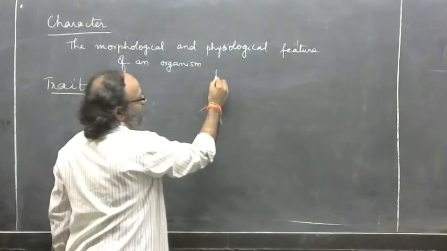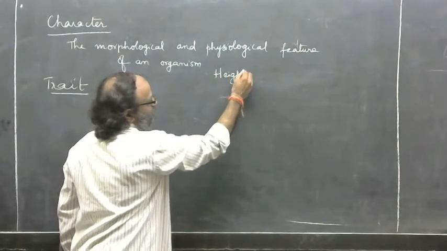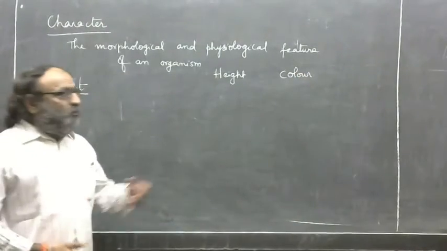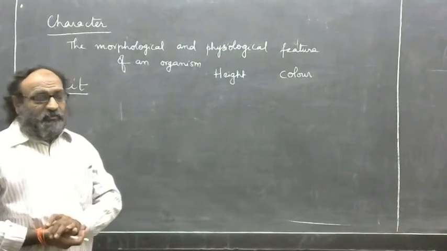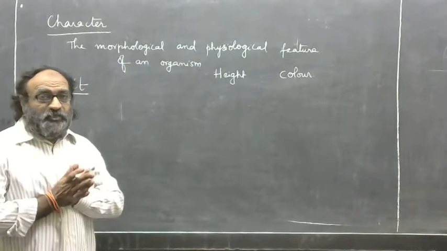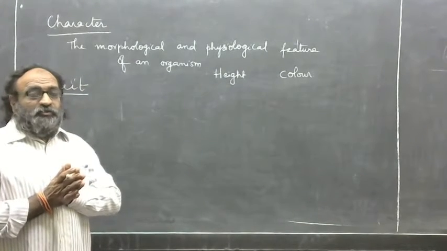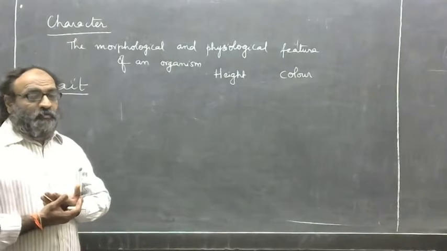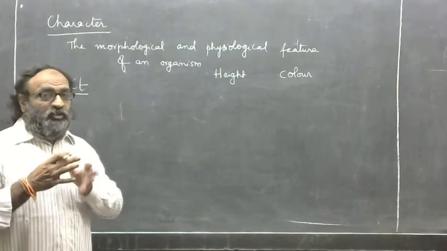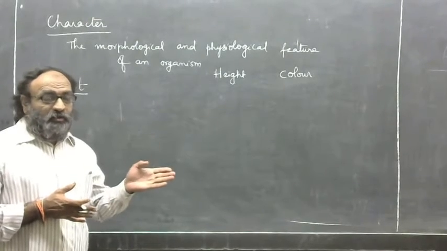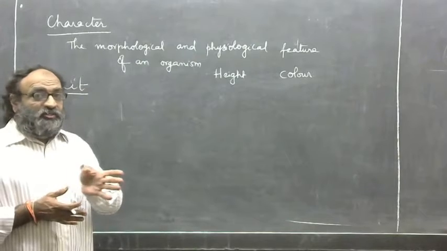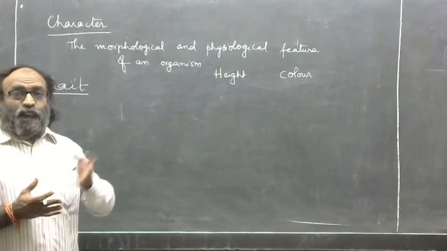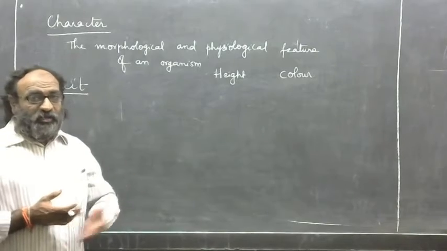For example, height is a character. Color is a character. We have just mentioned height as one character and color as one character. We have not yet distinguished whether the person is tall or dwarf, or whether the person is black or white. If we distinguish height as tall and short, then it is a trait, it is not a character. If we distinguish color as white or black, then it is a trait.